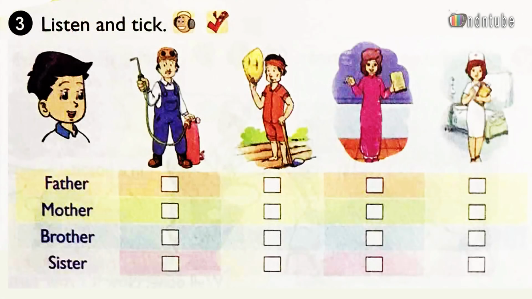Page 13. Activity 3. Listen and tick. What does your mother do, Kwan? She's a teacher. How about your father? What does he do? He's a factory worker. Do you have a brother? No, I don't. But I have a sister. What does she do? She's a nurse. OK. Thanks for your time, Kwan. You're welcome.